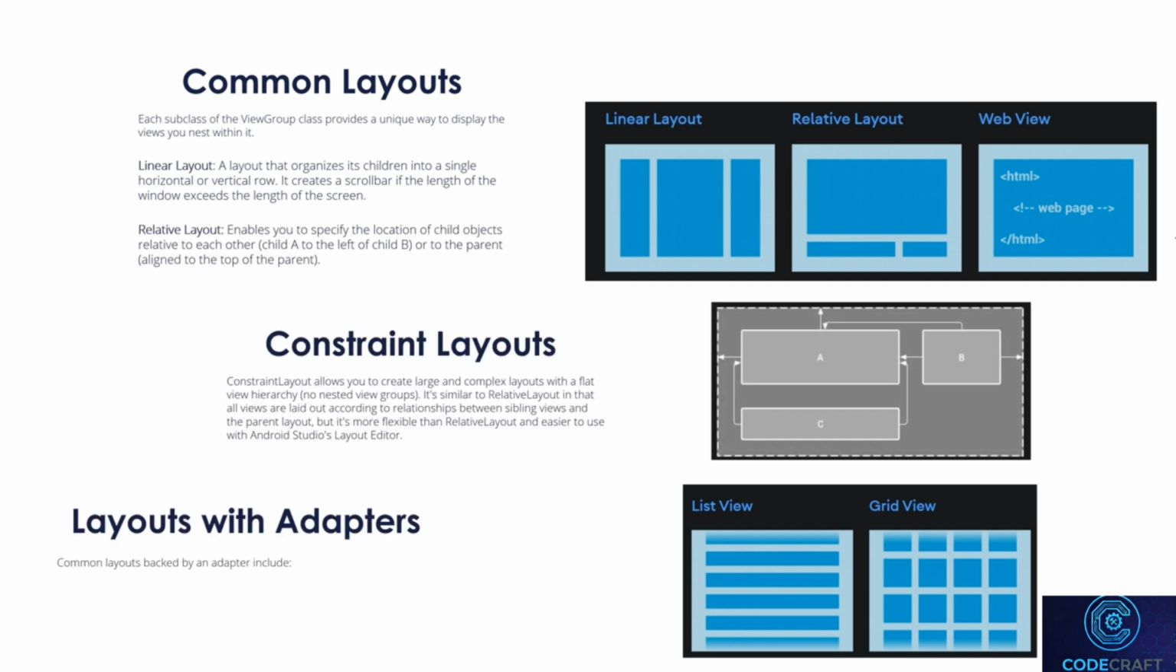Relative layout. This layout allows you to position child views relative to one another or to the parent layout. It offers more flexibility in arranging elements compared to linear layout. Constraint layout. Constraint layout is a powerful layout that allows you to create complex and responsive UI designs. It uses a system of constraints to define the position and alignment of views relative to each other.